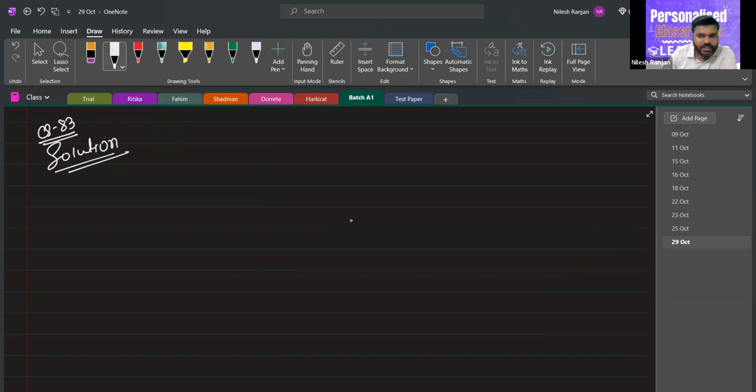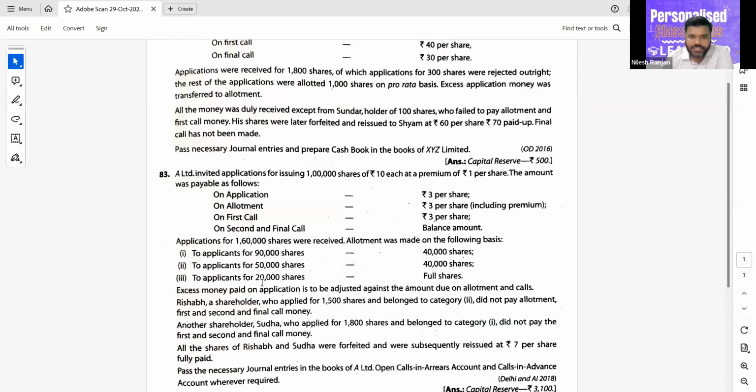Just remember that I have changed the portion a little bit. I have removed the premium. So first of all, application receipt. Total application received is 1,60,000.